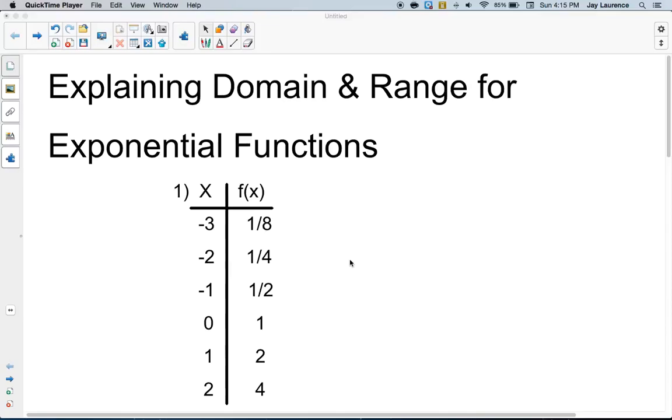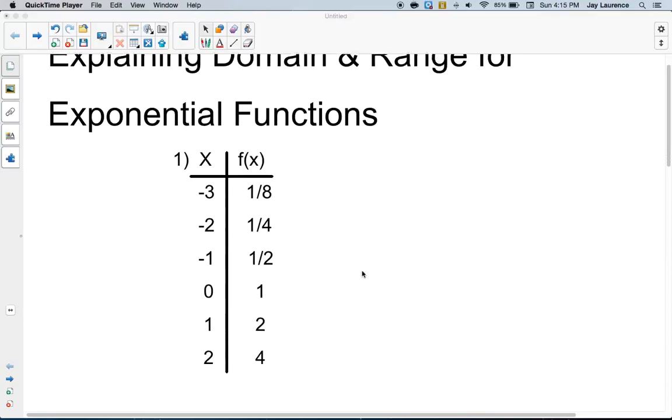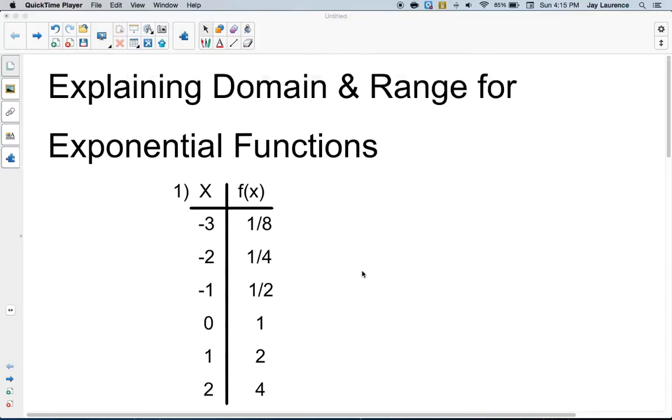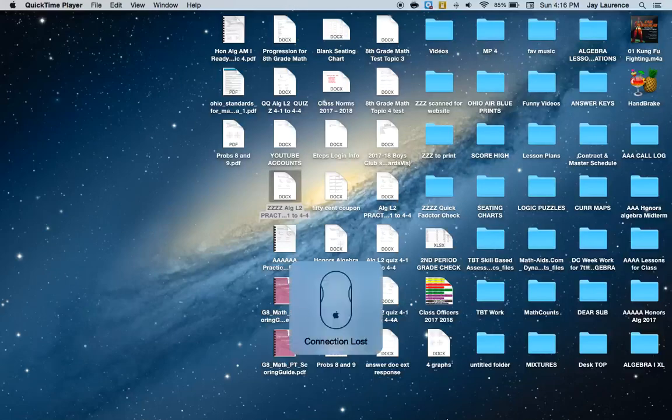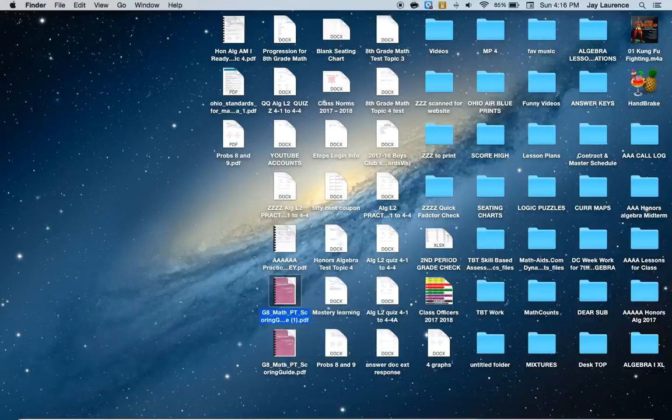All right. So here's a table, an input-output table, and the equation. Uh-oh, it's not working. The mouse is not working. Let me try it now. Nope. Okay. Sorry this is taking so long. Let's see here. Connected. There we go. Okay.